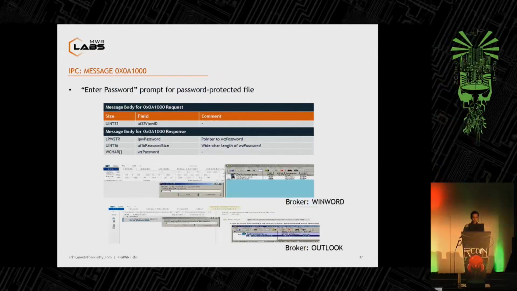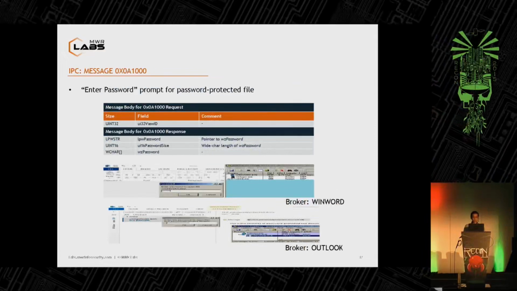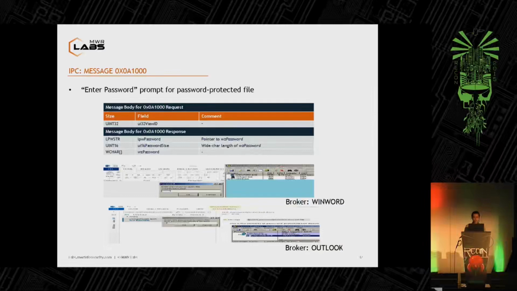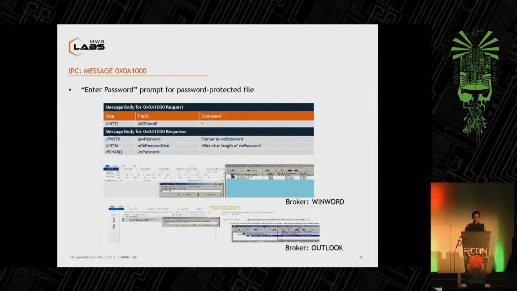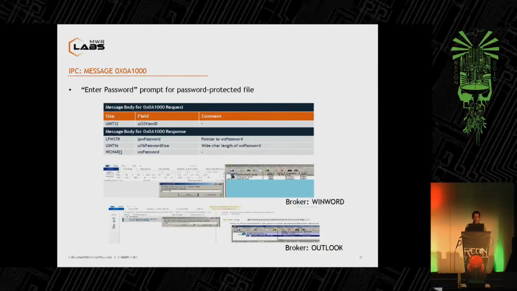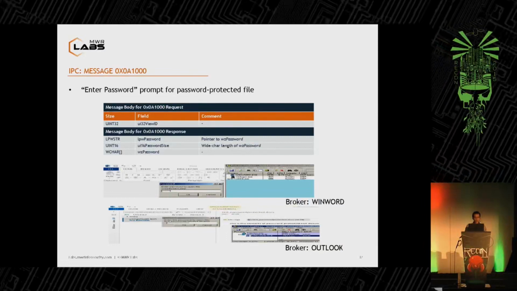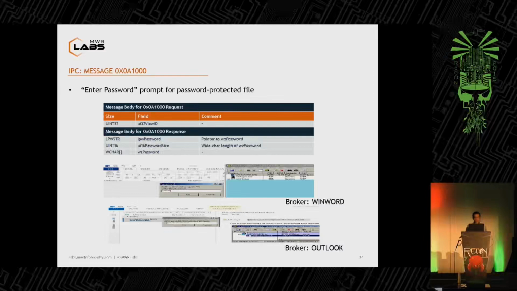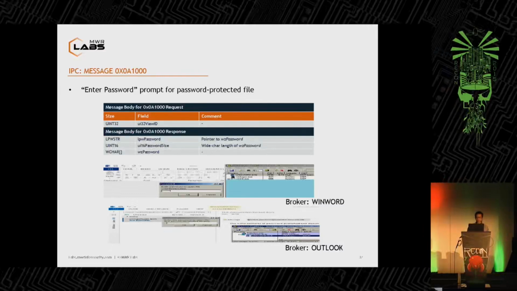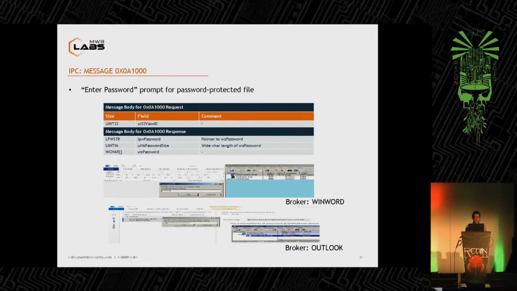The 081 message is a request for the broker to create the enter password message box for a password protected file, for which the input is to be returned to the Sandbox. This message is an example of a request that is serviced only when the same broker app is missing, as in the case when the broker is Outlook.